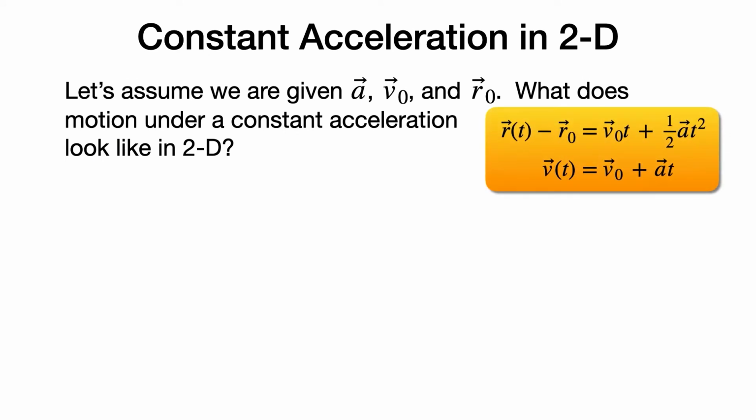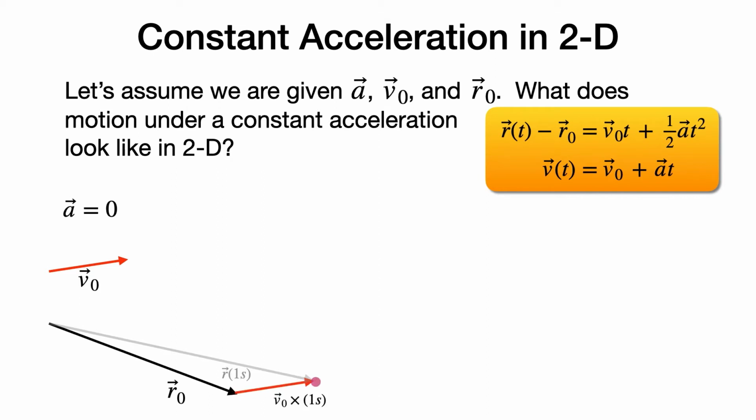Let's assume we are given the acceleration, initial velocity, and initial positions. What does motion under a constant acceleration look like in two dimensions? Well, let's first consider the case where the acceleration vanishes. Let's assume we're given some initial velocity vector and some initial position vector. And now we want to consider the motion of some object, in this case, a small red dot.